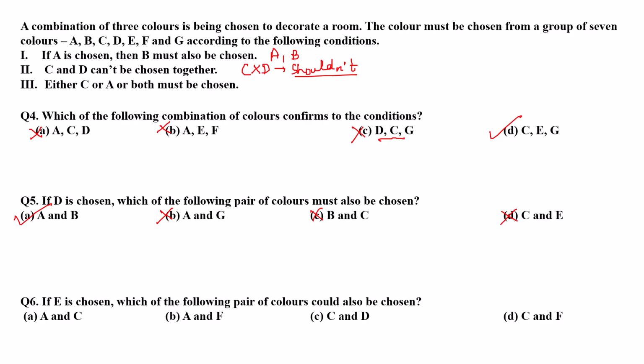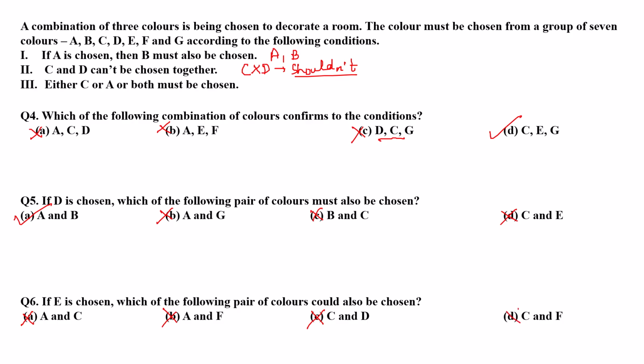Now next question. If E is chosen, which of the following pair of colors could also be chosen? So first of all you see first option A and C. So if A is there, B should be there. So this is not the correct option. Second also with A, B is not given. So this is also not correct. Here C and D, second condition you see C and D should not be together. Here it is together. So this is also not there.